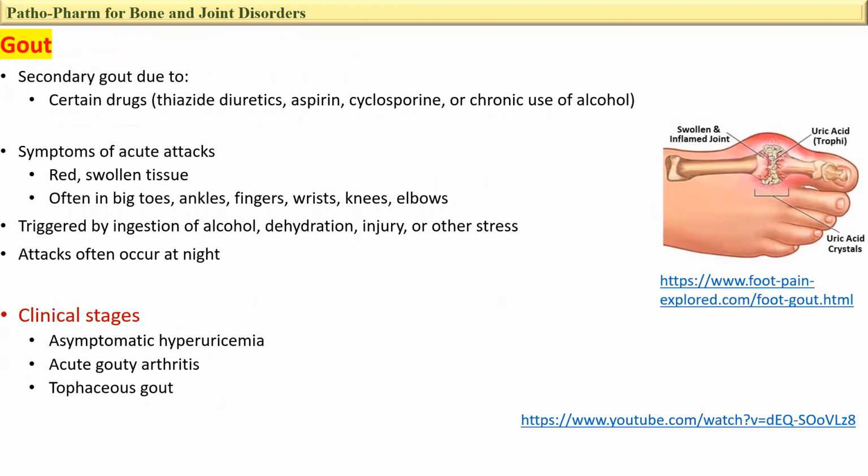Gout, which is secondary gout, due to certain drugs or medications like diuretics, aspirin, cyclosporin, chronic use of alcohol. Diseases that affect uric acid metabolism. So gout is a disease that affects uric acid metabolism, like diabetic ketoacidosis, kidney failure, leukemias, hemolytic anemia, and other diseases. So diseases that affect the metabolism of uric acid, gout is one of them.